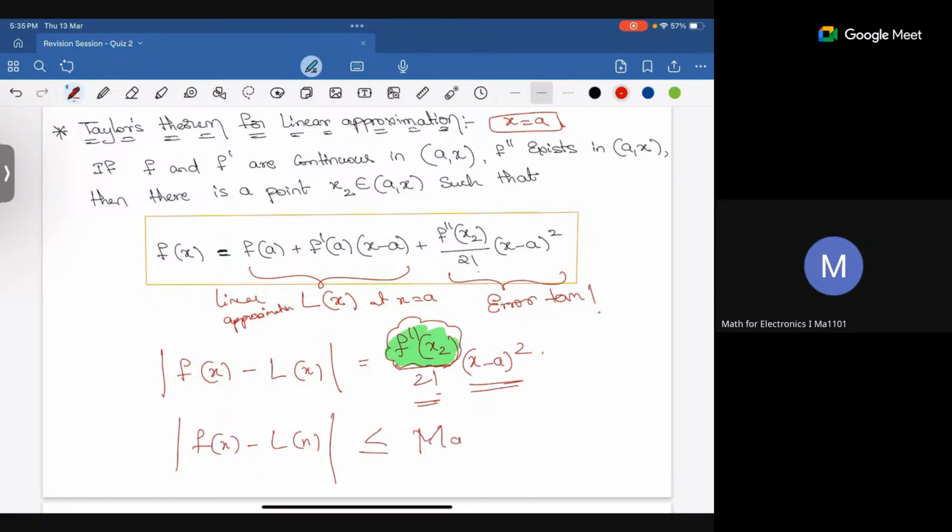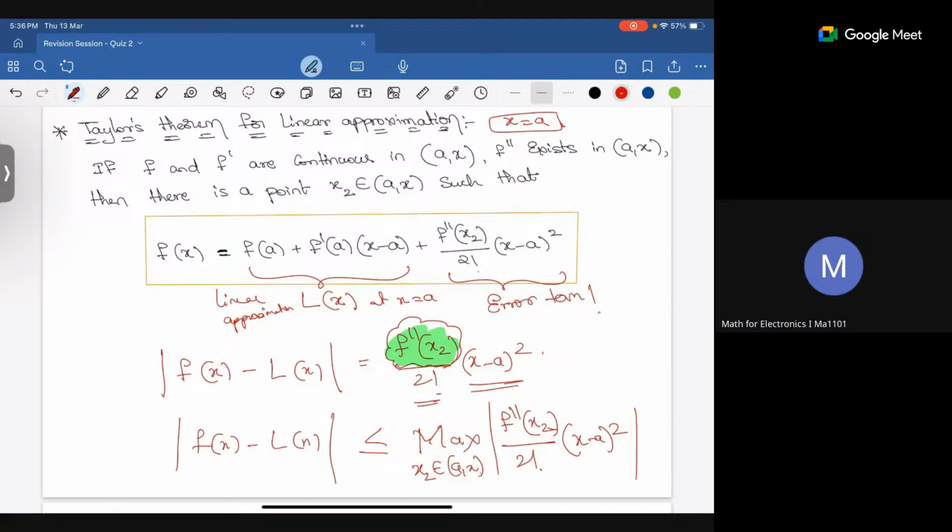lesser than or equal to the maximum value that this f double prime of x2 can attain. So x2 in this interval a comma x, you compute the maximum possible value for f double prime of x2, and you multiply by x minus a whole square, and you just take the absolute value, because if you are getting negative, you just have to make it positive. So for that, you'll take the absolute.